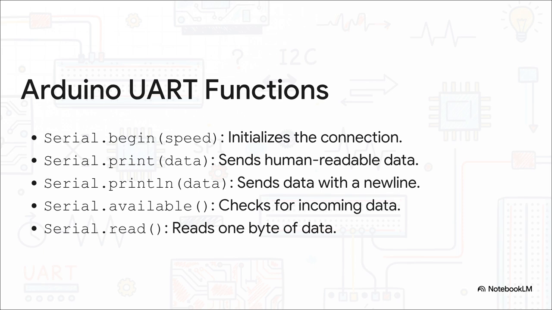Serial.begin is what you use to set up the connection and agree on that all-important speed. Serial.print and println are how you send stuff out. Then, on the other end, Serial.available is like asking, "Hey, got anything for me?" And Serial.read is how you actually grab the incoming data. It's a really intuitive way to handle that phone call.